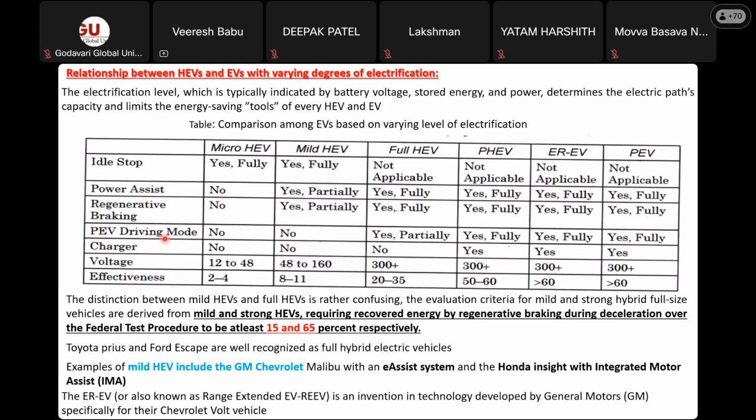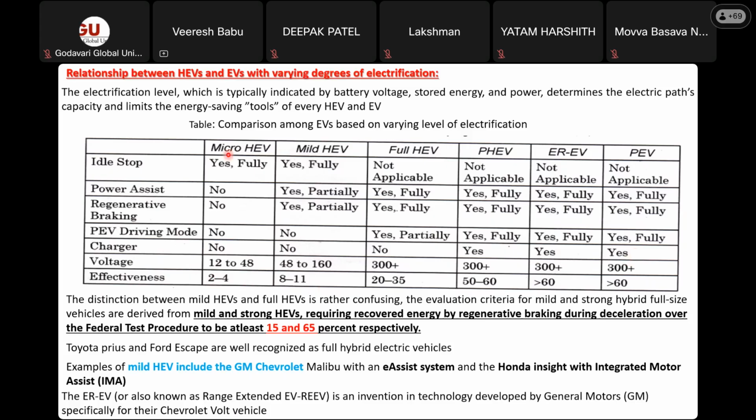Plug-in electric vehicle driving mode is not there in the case of micro hybrid, nor in a mild hybrid electric vehicle. Here you can have a plug-in vehicle. It means when your vehicle is kept idle or parked in the garage, you can plug it in and charge the vehicle. Okay, and charger, based on the different components, is not at all required in the earlier types. Yes, plug-in hybrid vehicle you require it, range extended electric vehicle you require it, and pure battery vehicle you require a plug-in charger.